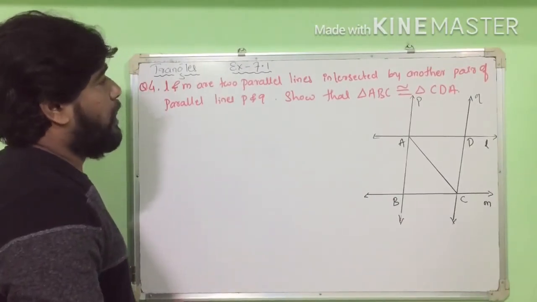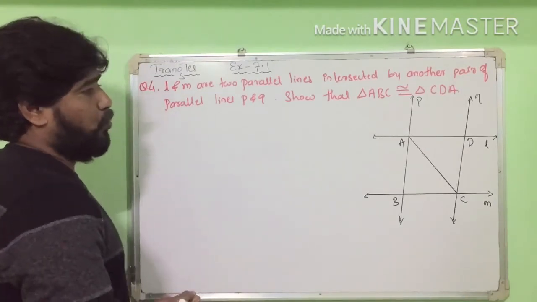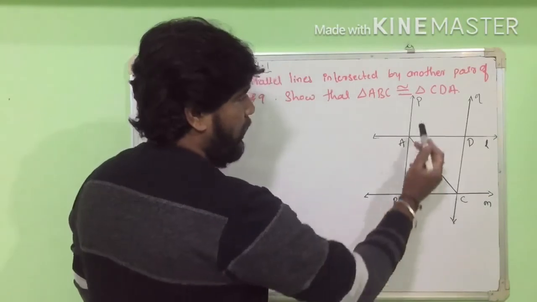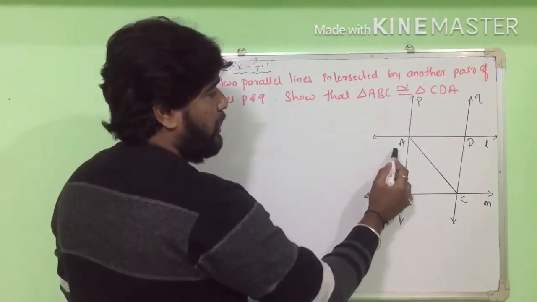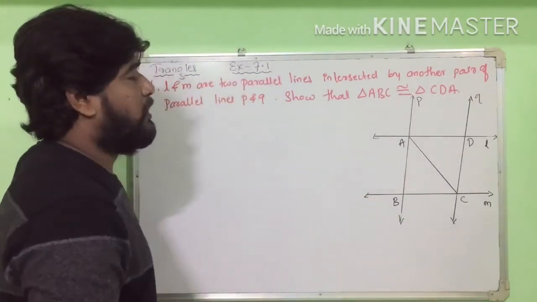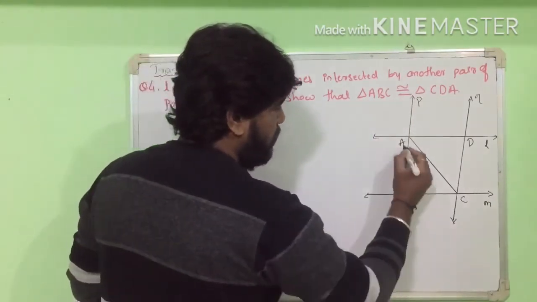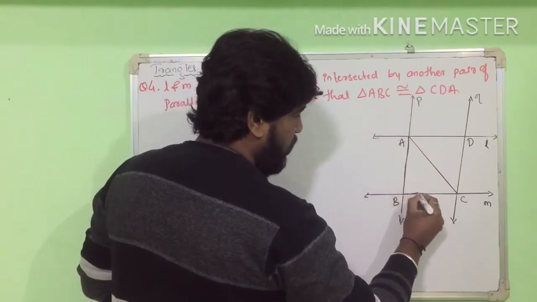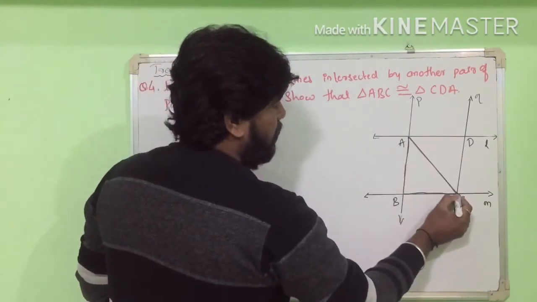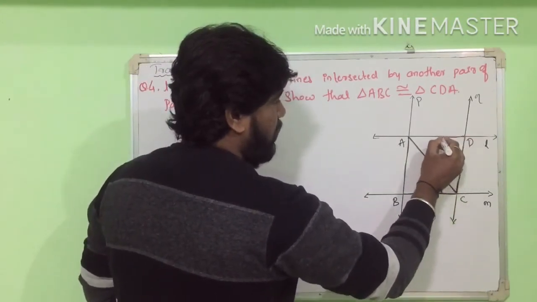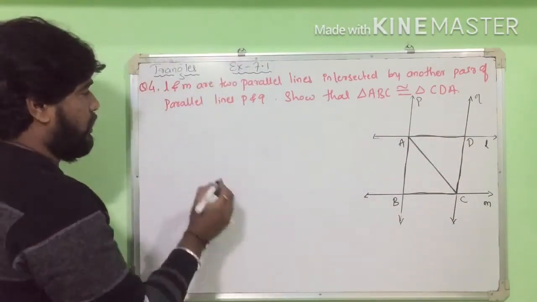L and M are parallel lines intersected by another pair of parallel lines P and Q. So L and M are the parallel lines, and P and Q are the parallel lines. These lines intersect each other at A, B, C, D. Then show that the triangle ABC is congruent to the triangle CDA. We want to show that these two triangles are congruent to each other. Let me solve here.